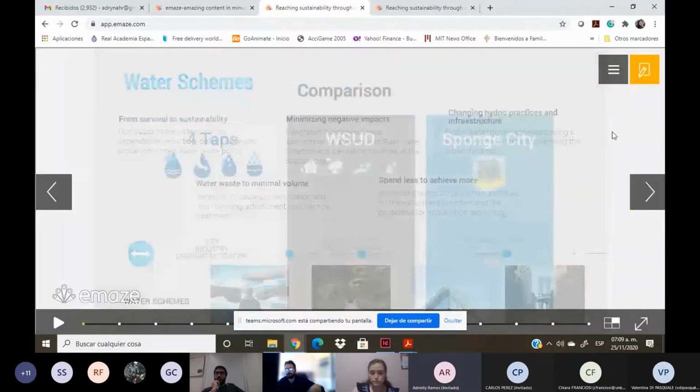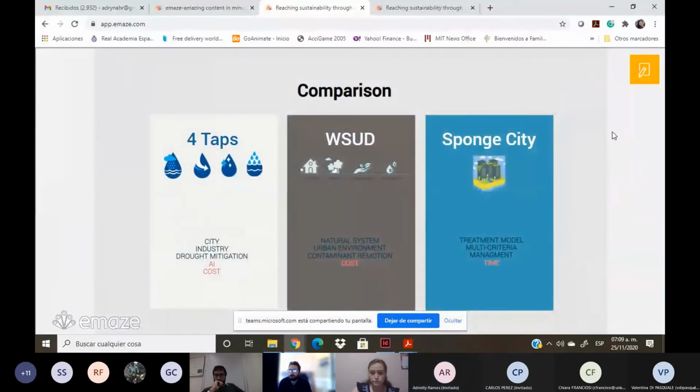These schemes, like the 4 taps in Singapore, want to administer the resources for hydric self-sufficiency by making the city, the industry, have better management in this area. They also have drought mitigation.